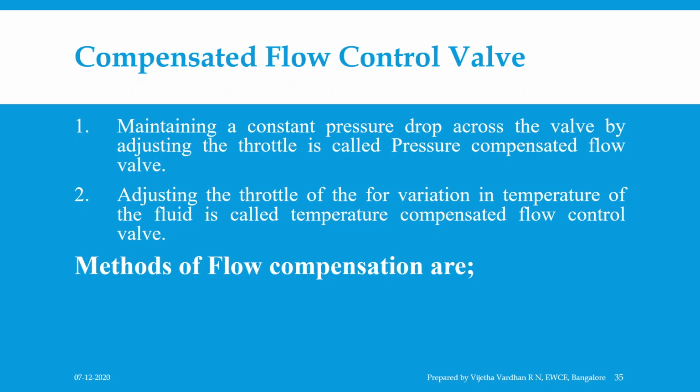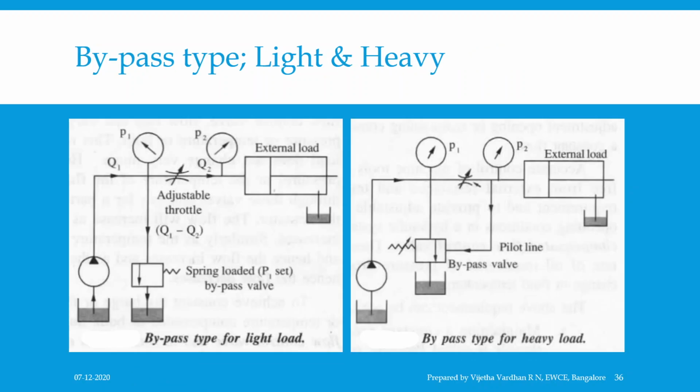The pressure compensated flow control valve automatically compensates for pressure changes by adjusting the throttle of the valve for any changes in workload, maintaining a constant pressure drop across the throttle for a given flow. Now let us understand the methods one by one. First, we will discuss the bypass type.